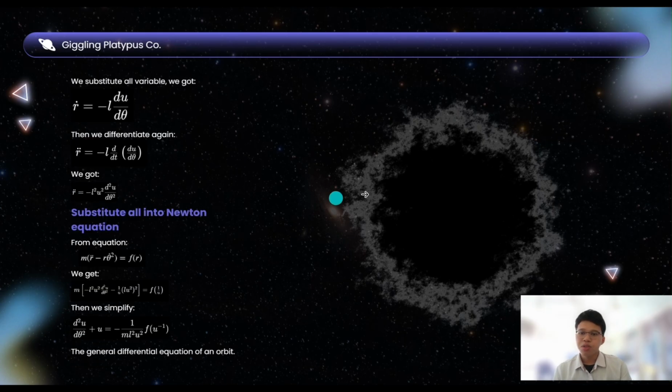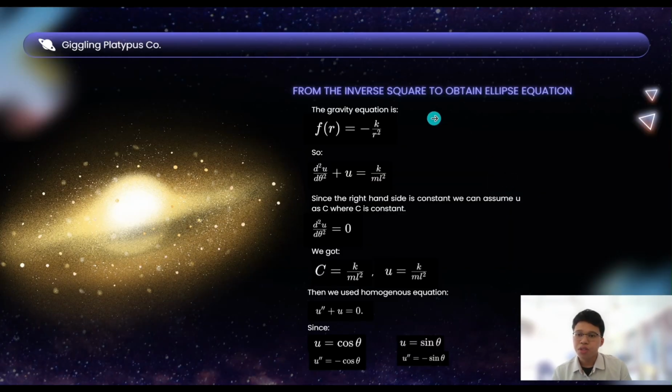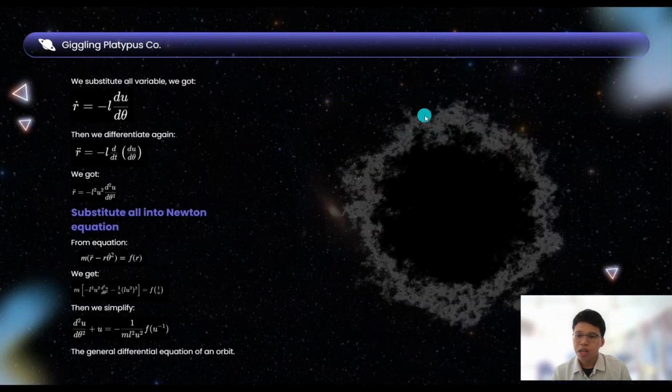Next, we substitute back all the variables, which gives r dot equal to negative L du over d theta. Then we differentiate again, which gives r double dot equal to negative L d over dt of du over d theta, which gives r double dot equal to negative L squared u squared d squared u over d theta squared.